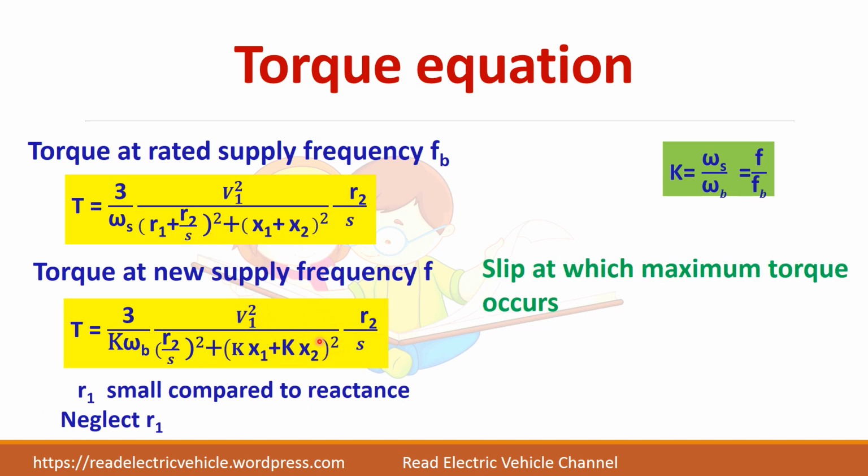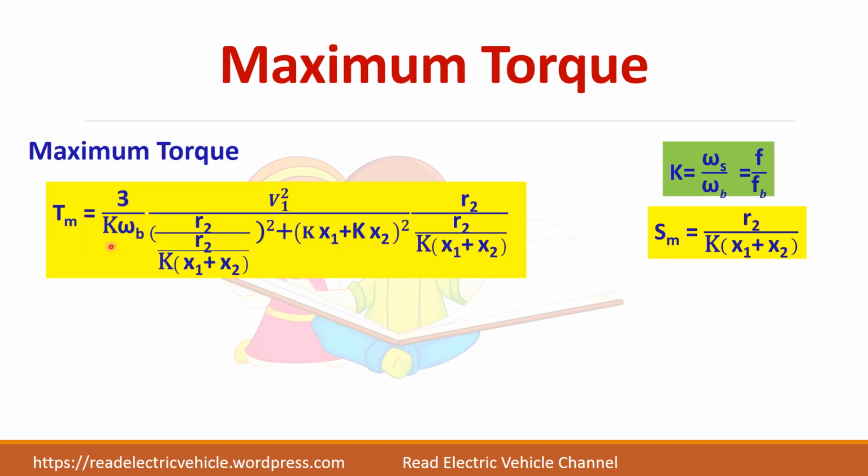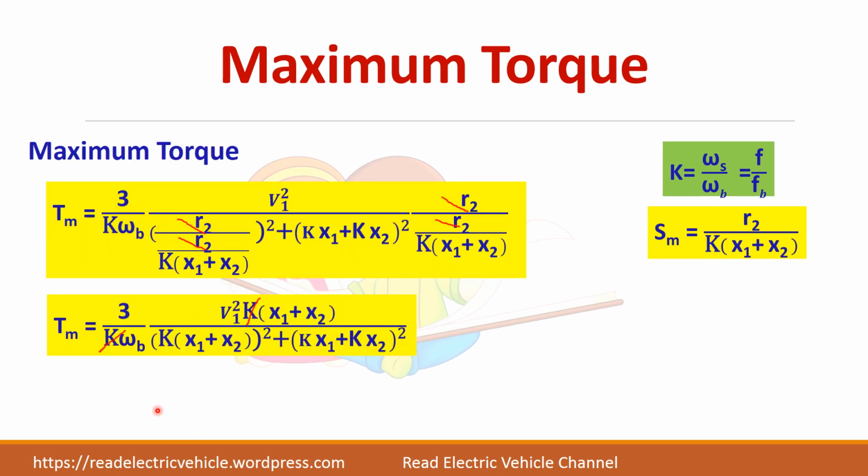So for this torque, let us find the slip at which maximum torque occurs. So how to do that? You differentiate this with respect to slip and equate to 0. You will get the condition for maximum torque. So Sm is equal to R2 divided by K into (x1 plus x2). This is the slip at which maximum torque occurs. Now you have to substitute this in the torque equation to get the maximum torque. Substitute this slip value in the torque equation and simplify, you will get the maximum torque equation.